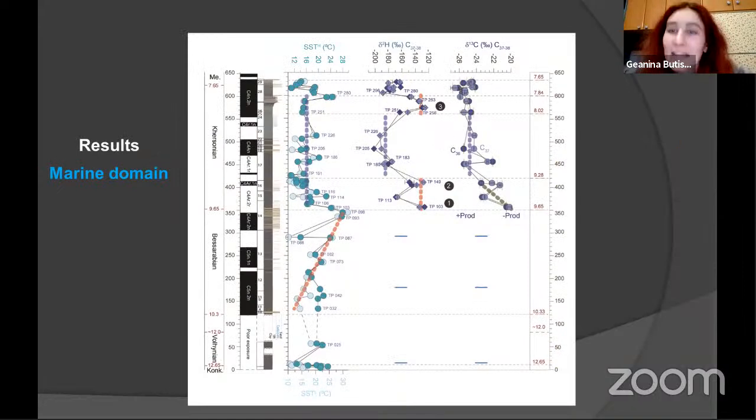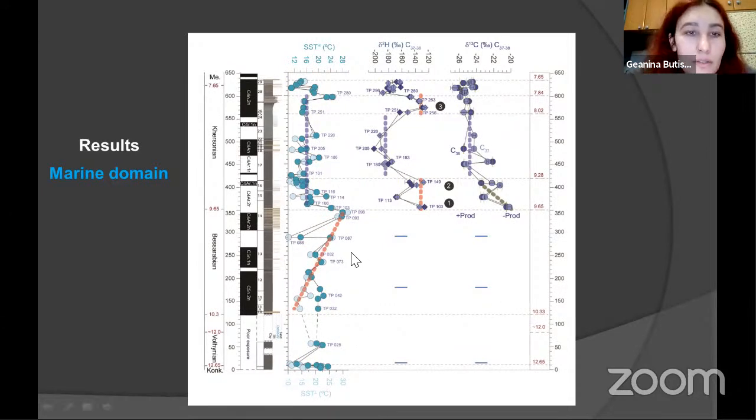Now to get to the results, finally, I will explain first what's happening in the marine domain, what we observe, and then I will go to the continental side. From a temperature point of view, we see that the variability is pretty high, which was expected because the entire section is almost 5 million years. But we are going to focus on the upper part, because in the lower part we have several sedimentation gaps, and we were not so sure what's happening there.